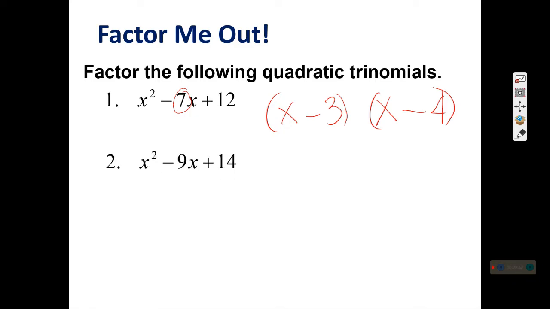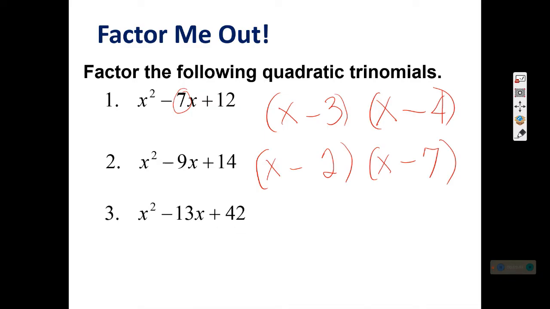Now, let's have x squared minus 9x plus 14. Again, we have to find the factors of 14 which have a sum of negative 9. So, we have here x minus blank times x minus blank. The factors of 14 which have a sum of 9 will be 2 and 7. So, you will have the binomial factors x minus 2 times x minus 7.